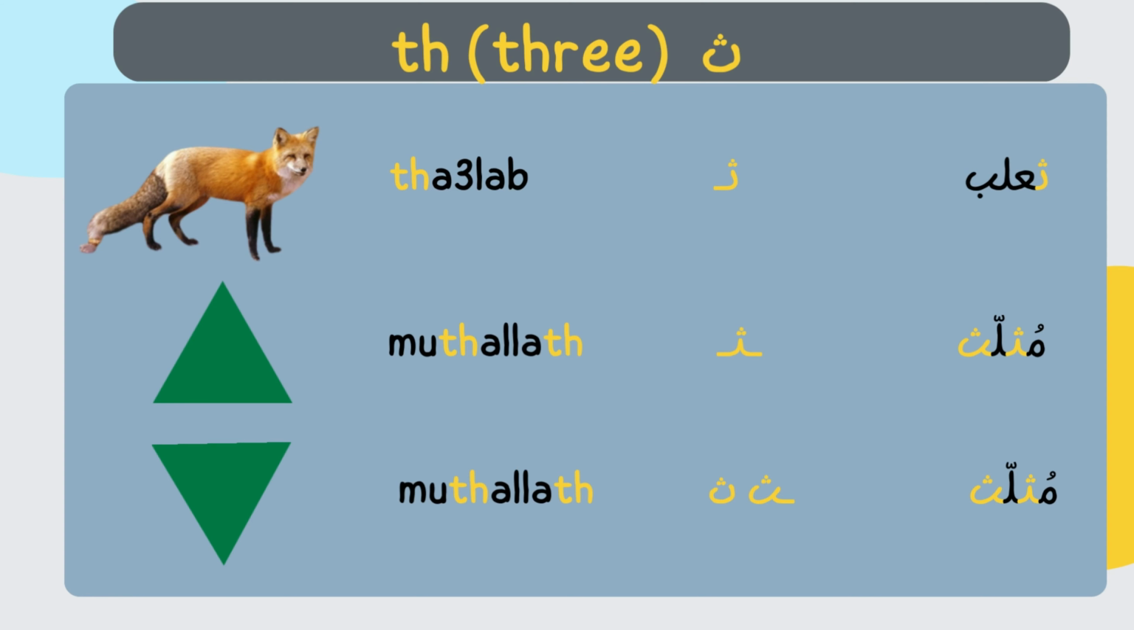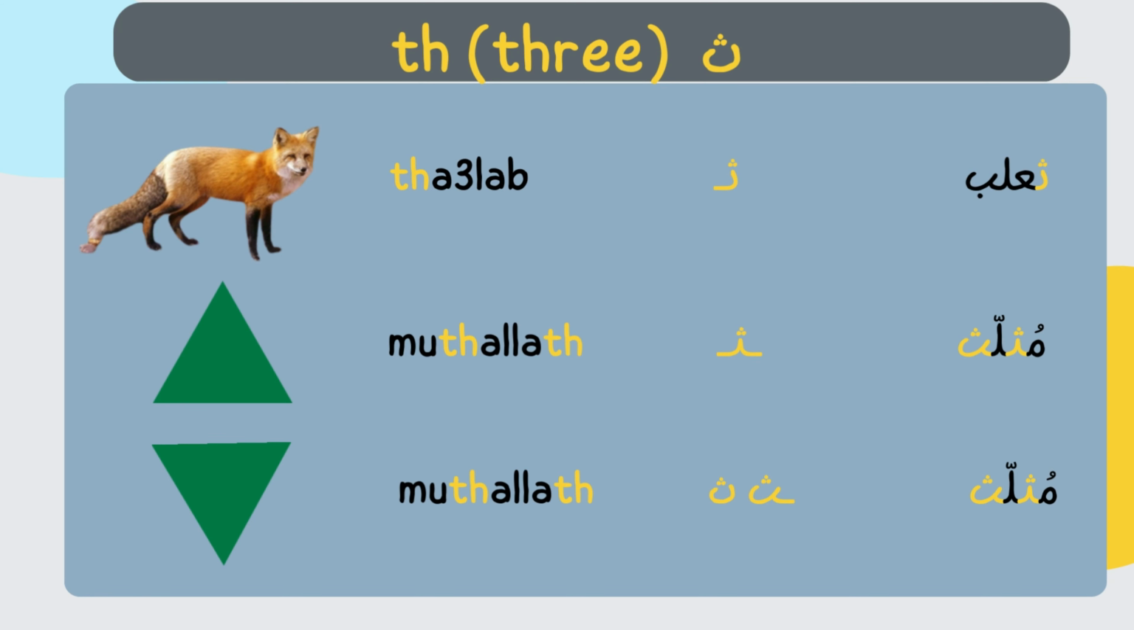Now it's your turn to read the first word, and remember this three, we pronounce it th. ثعلب, ثعلب. Second word, مثلث, مثلث. Third word, your turn. مثلث, مثلث.